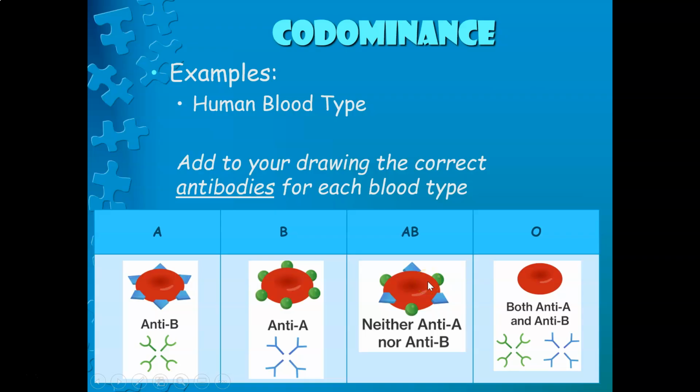If I'm type AB, I can't produce either antibody, and the reason for that is because anytime that antibody comes in contact with its antigen, they connect. It's like fitting puzzle pieces together, or think of it like the enzyme-substrate connection. They're fitting together. And anytime that antibody finds its corresponding antigen, they stick and they clump together.